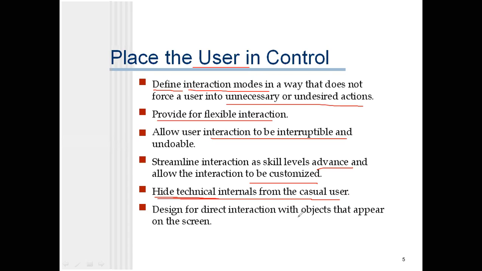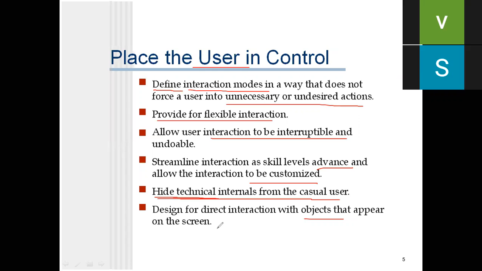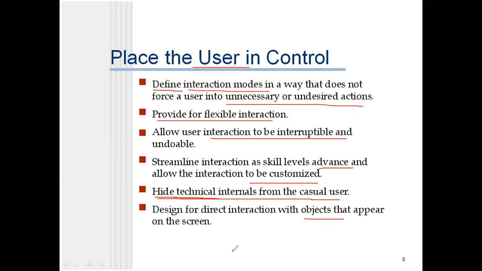And design for direct interaction with objects that appear on the screen. Whatever object is appearing on a screen, if you click on that particular object, it directly performs whichever option we are choosing. It gives direct interaction to a customer based on the chosen object. Instead of going through multiple levels, we may directly enter a particular option. For that, you need to provide some direct interaction steps instead of doing step by step.